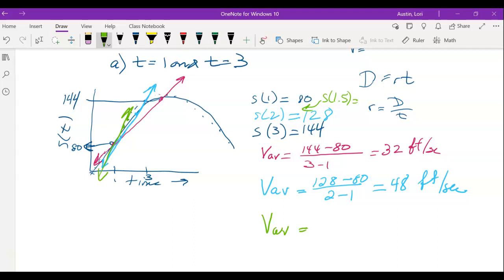All right. So what's happening at S sub 1.5? 108. We're good? So that's 108. So now it's 108 minus 80 over 1.5 minus 1, correct? That looks good. So we were 32, 48. We should be even higher, correct? What do we get? 56, yep.